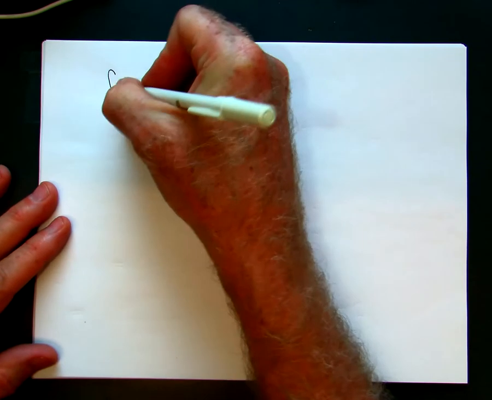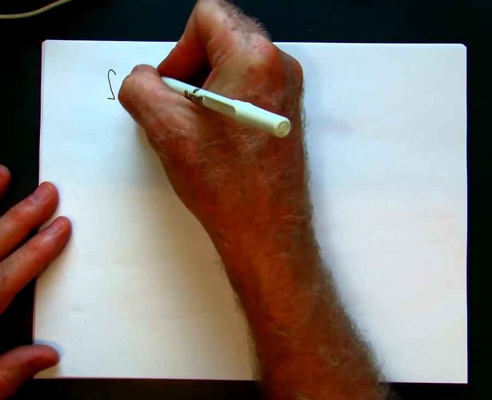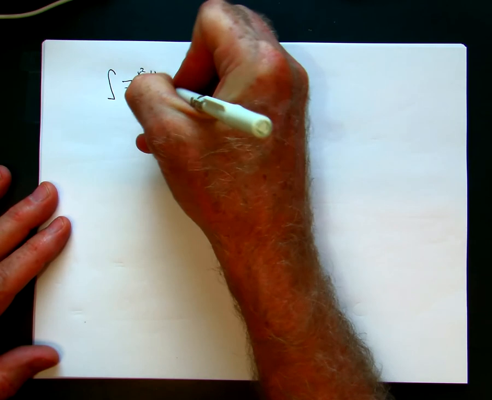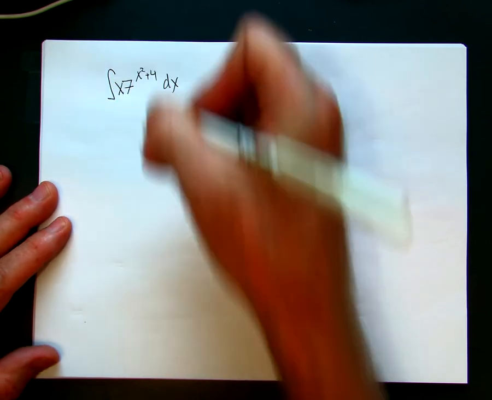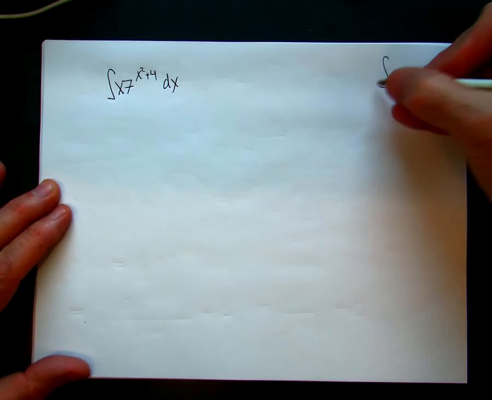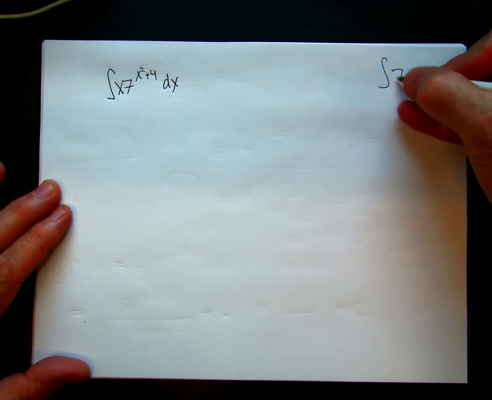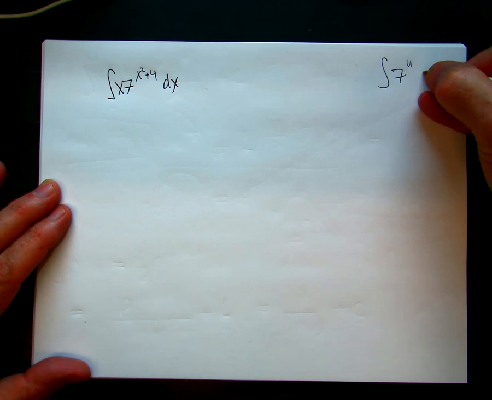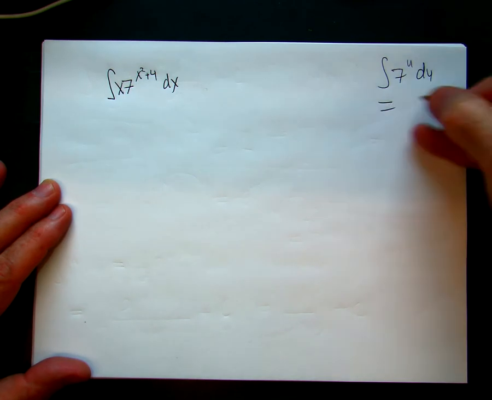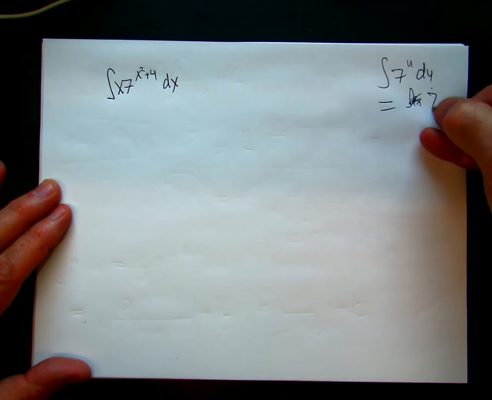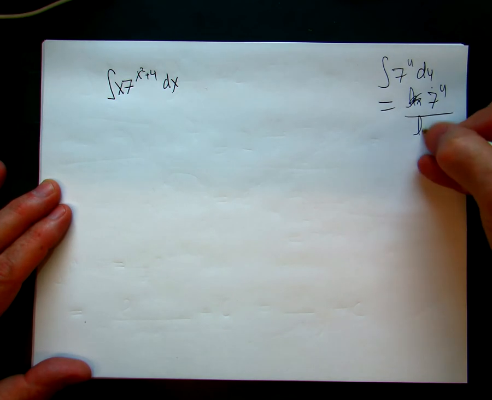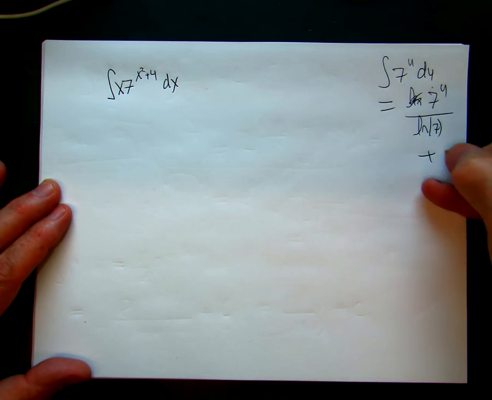So I'm going to look at the integral of 7 to the x squared plus 4 dx times x. And remember, my formula is going to be that the integral of 7 to the u du is 7 to the u over natural log 7 plus my c.